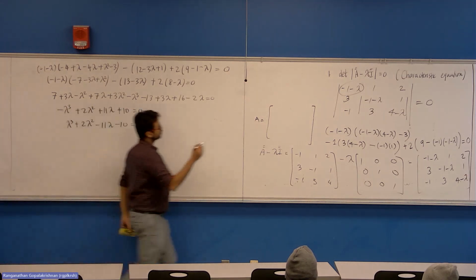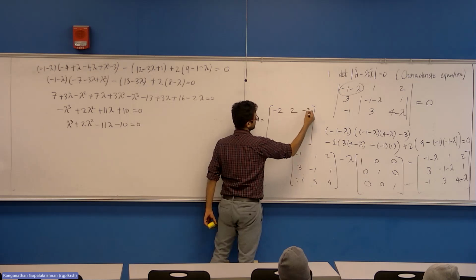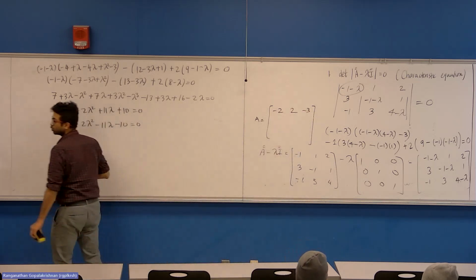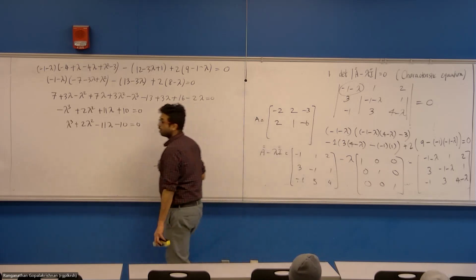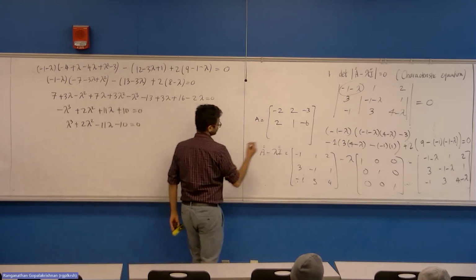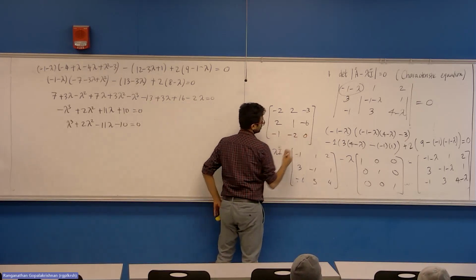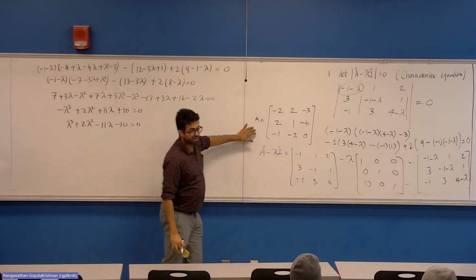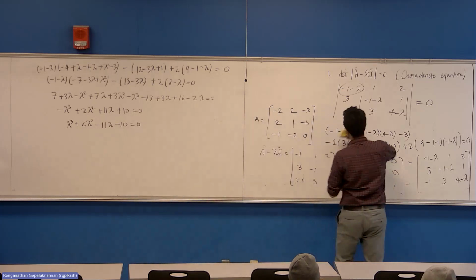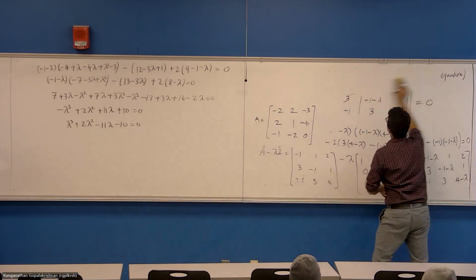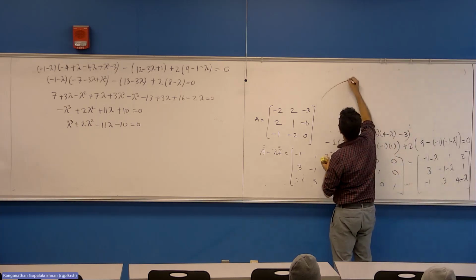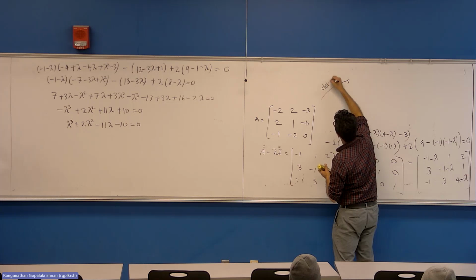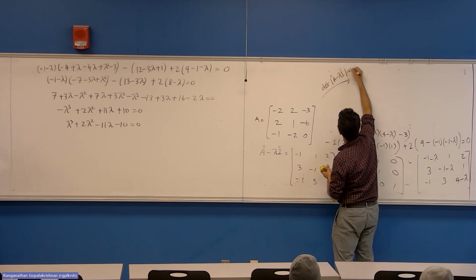So minus 2, 2 minus 3, 2, 1 minus 6, minus 1 minus 2, 0. So I'm changing the question to this matrix. The process remains the same. And from here, the characteristic equation is the determinant of A minus lambda I equal to 0.